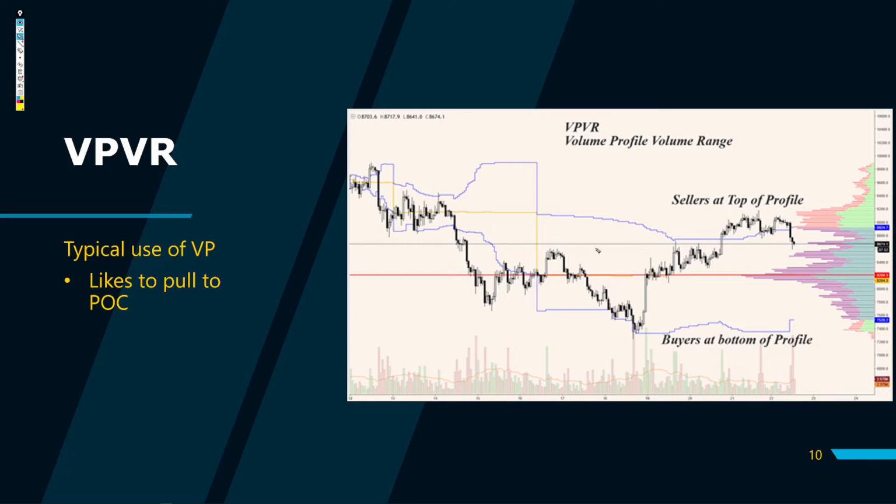Well, what happened? We went under, we came back. Now we went above, and now we're coming back down, right? That's how most people like to use it. I don't use it this way, okay? I use it to play ranges in between them.